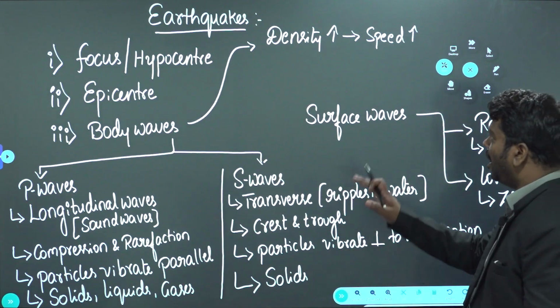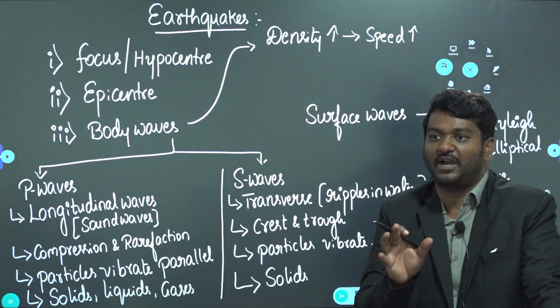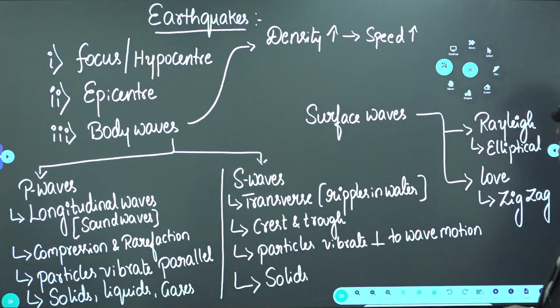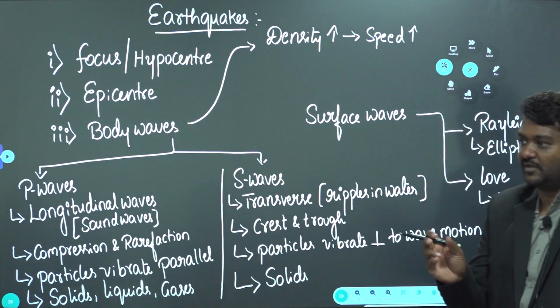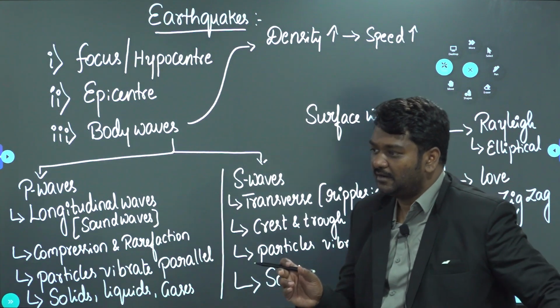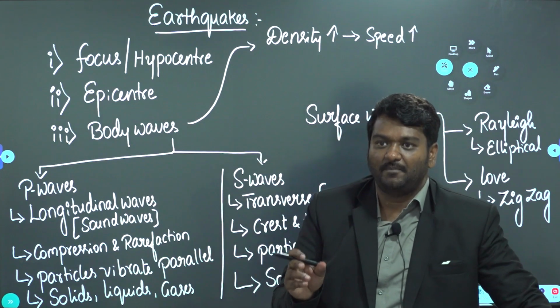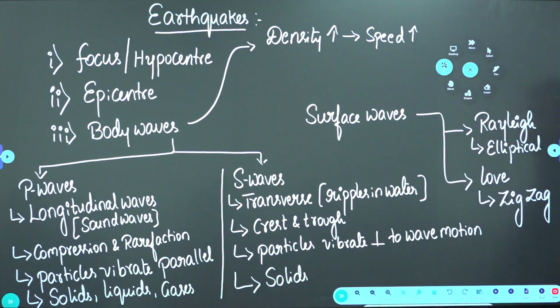See guys, about earthquakes, another important thing is P waves and S waves. If you think shadow zone, right? Whose shadow zone is more and whose shadow zone is less? S waves is more, P waves will be less. What is the reason? Because S waves travel only through solids. P waves travel through solids and liquids. Done?